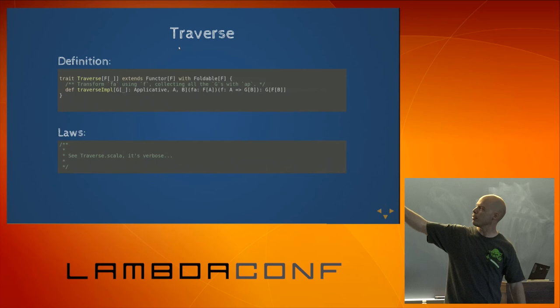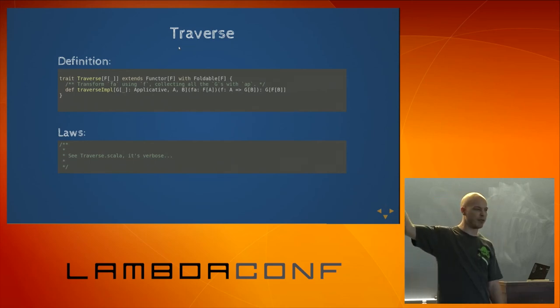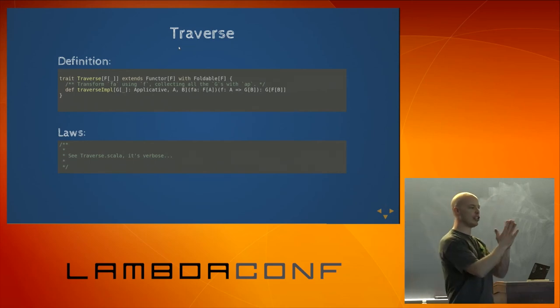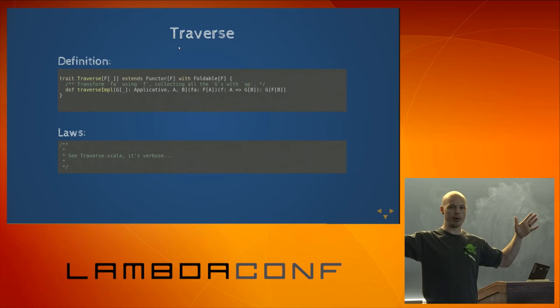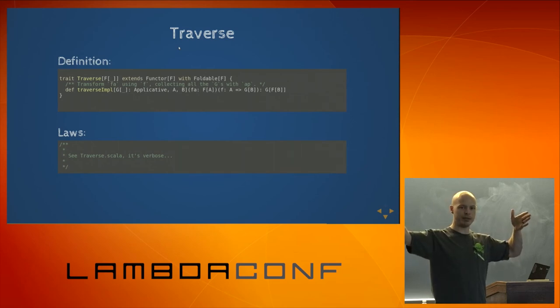And see the return type at the end there, G of F of B? So for each element in our F, we're going from an A to a G of B. And we're basically constructing one big F of G of B's, and we're then just going to flip that structure inside out.